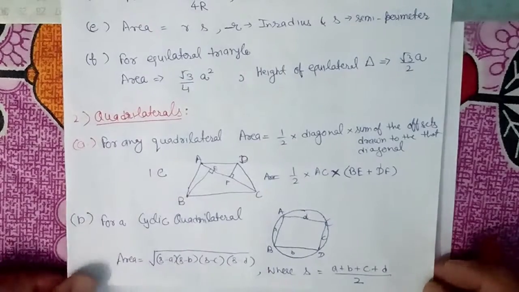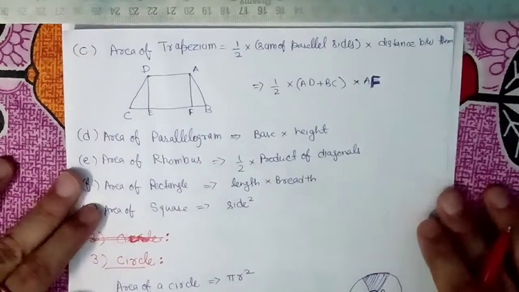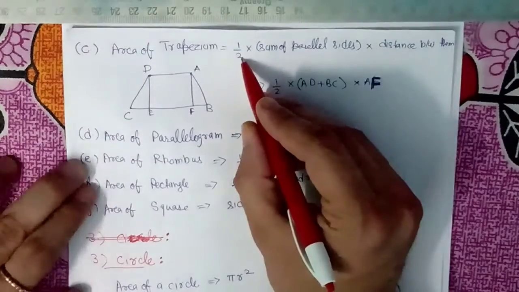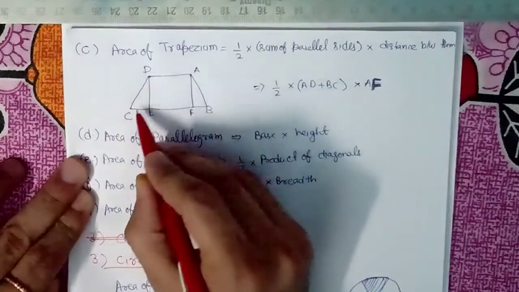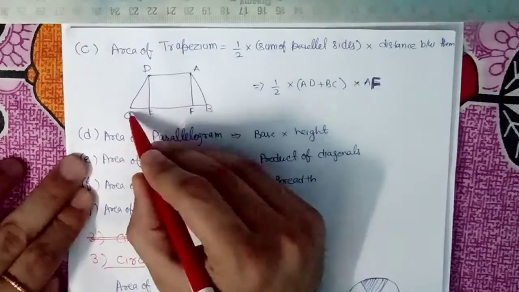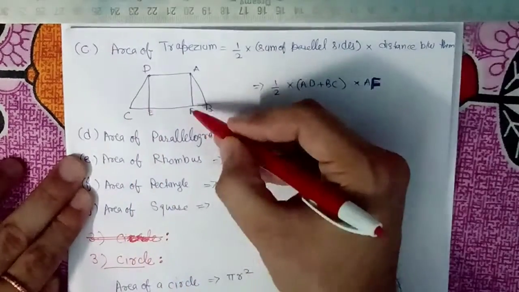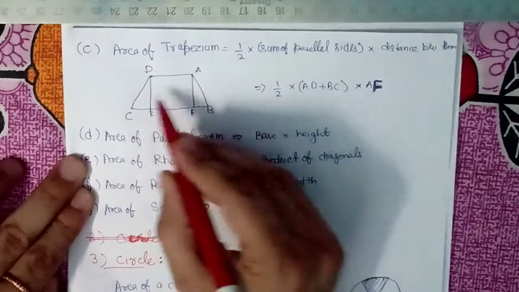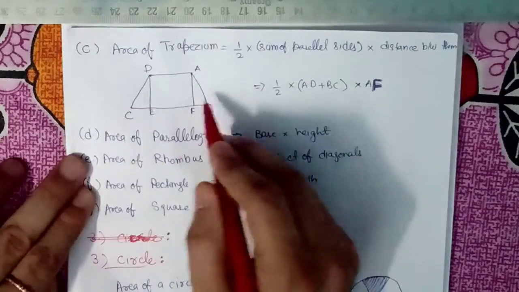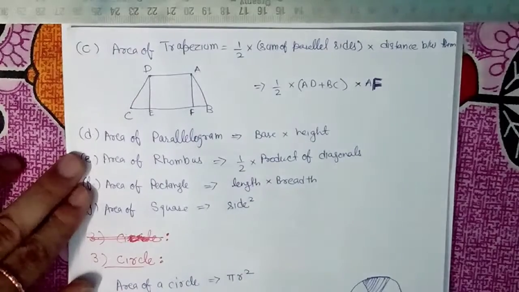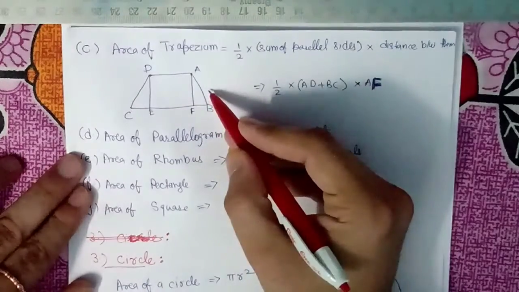So moving to the next quadrilateral we have with us, the area of a trapezium. Area of a trapezium is given as 1 by 2 into the sum of parallel sides into the distance between them. This is a trapezium where two sides are parallel and these two sides are not parallel to each other. These sides are known as oblique sides. I have discussed this in my previous video. If you want to know more about this, you can go to my previous video.